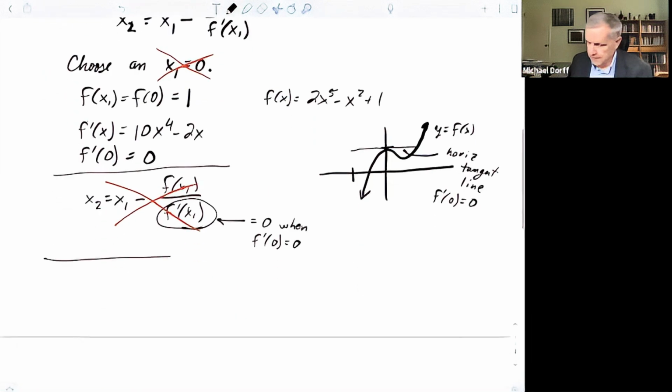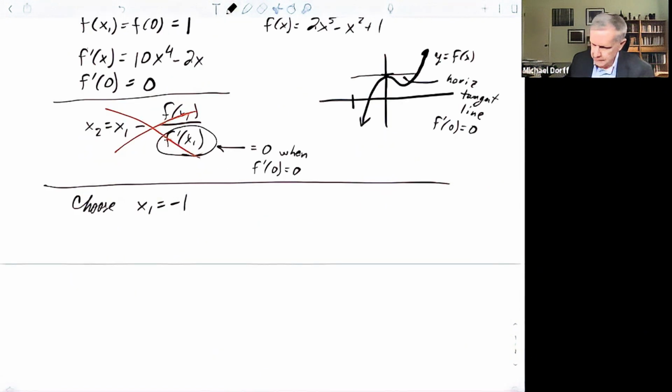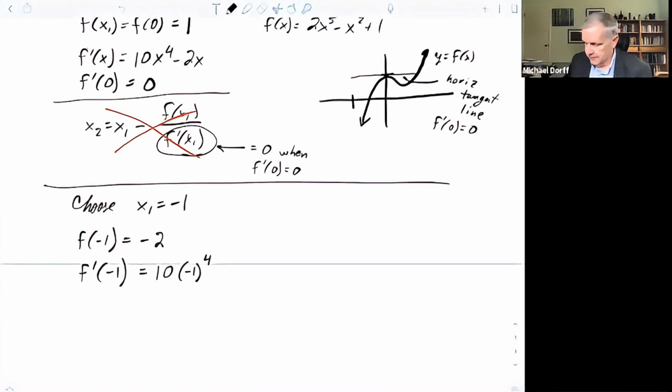All right. So instead we're going to try choosing x1 equal to -1. When we do that, again, we need to figure out what f(-1) is, which we did earlier, and we saw that that was -2. Then we're going to have to look at the derivative at -1. And remember, that's going to be 10x^4 - 2x. So I'm going to put -1 in there for x. When I do that, I get 10 plus 2, I get 12.